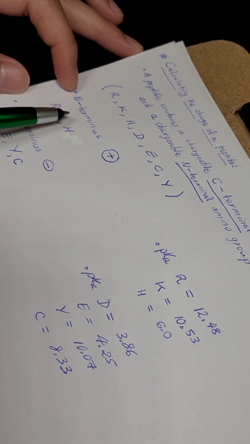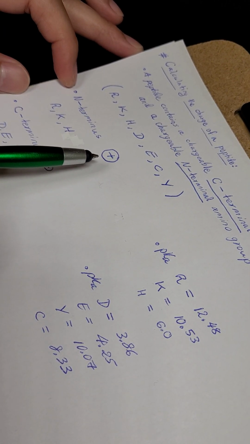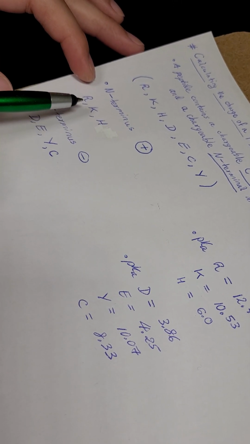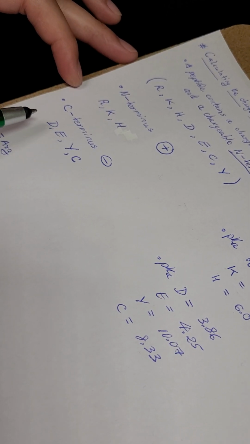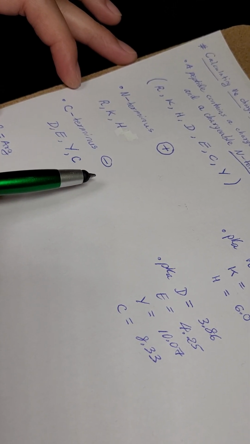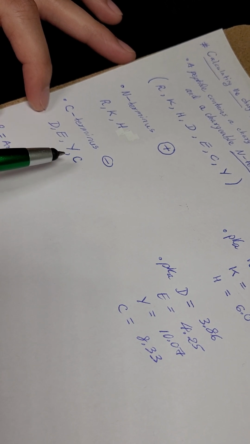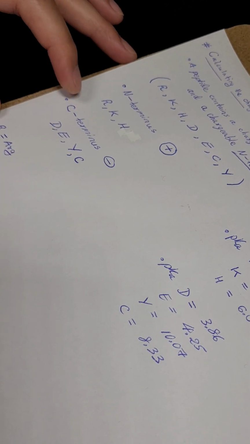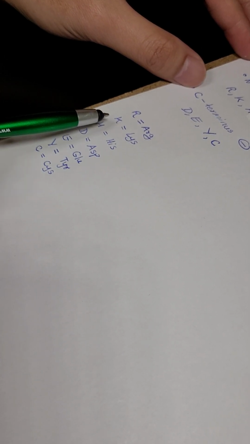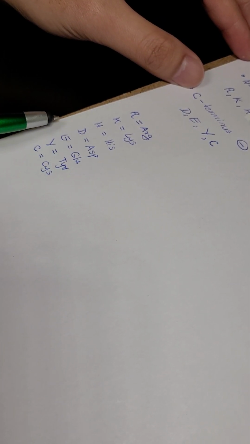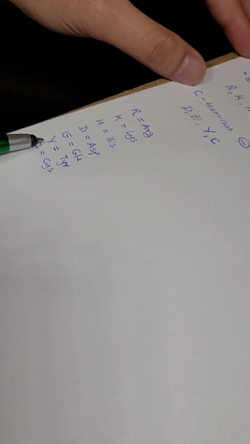The N-terminal, or N-terminus, contains positive charge. It has R, K, and H. The C-terminal contains negative charge. It has D, E, Y, C. You might be confused what it is. It's over here. R, arginine, K, lysine, H, histidine, D, aspartic acid, E, glutamic acid, Y, tyrosine, C, cysteine.